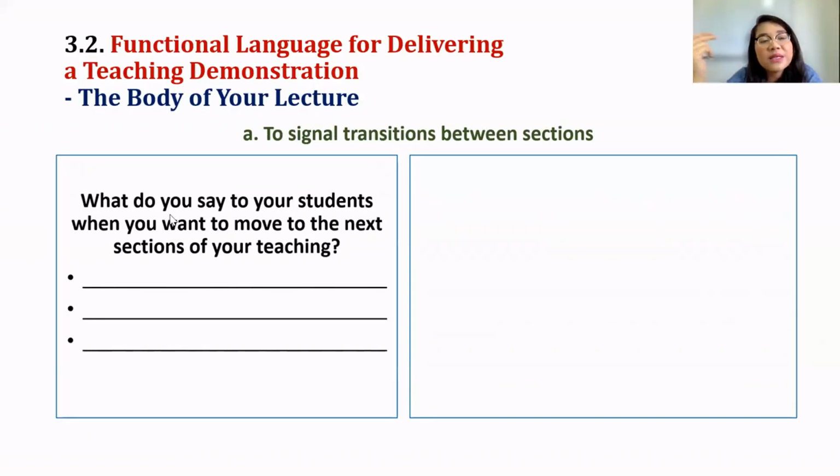Let me start by asking you to reflect on your experience first. What do you say to your students when you want to move to the next sections of your teaching? How do you usually signal them? What do you usually say? What do you usually do? Write down at least three different things, or three different expressions.